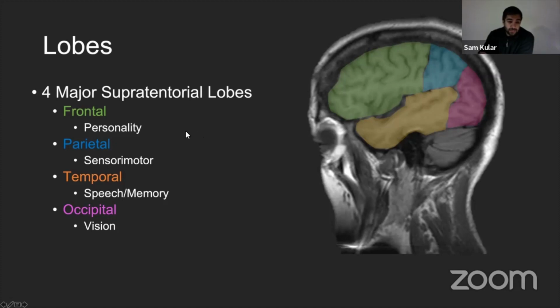And as a broad statement, we all know the brain is more complex than this in reality, but generally the frontal lobe is associated with personality characteristically, the parietal lobe with sensory motor, so our sensation and our motor function, the temporal lobes with speech and memory, and the occipital lobe with vision. And obviously there is a lot more complexity, but that's again a good basic understanding of what the function of these separate lobes are.